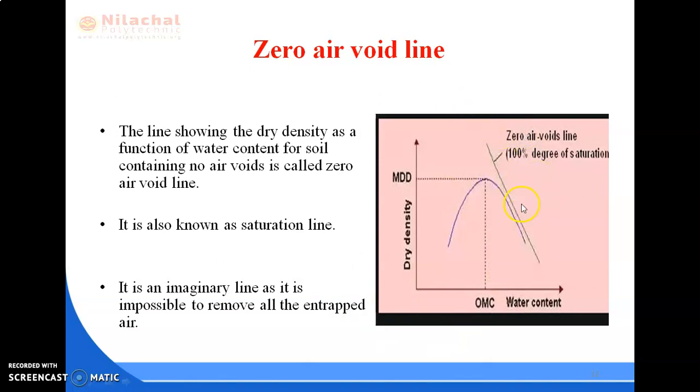This is the zero air void line, and it is basically an imaginary line, as it is impossible for us to remove all the entrapped air present within the soil mass. We already discussed this is the curve of OMC, this is the MDD point, this is the OMC point, and here this is the zero air void line. That means it's fully saturated soil, so its other name is saturation line.